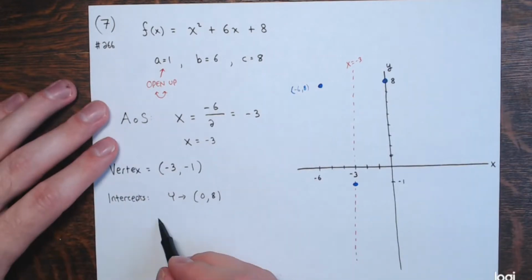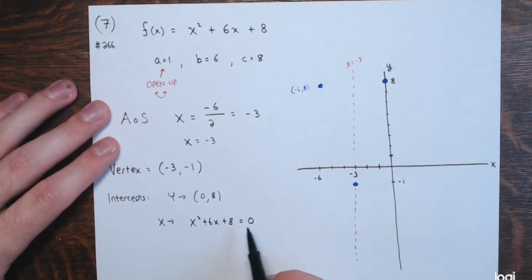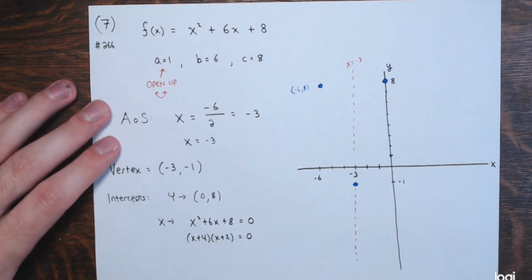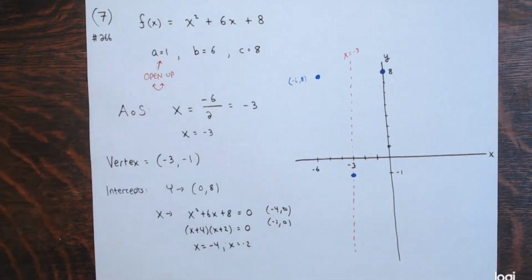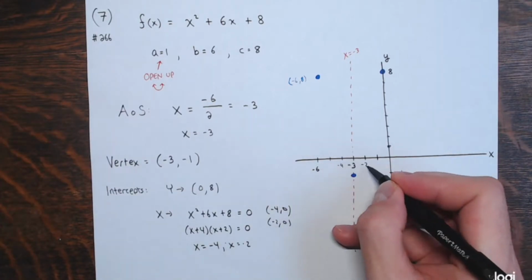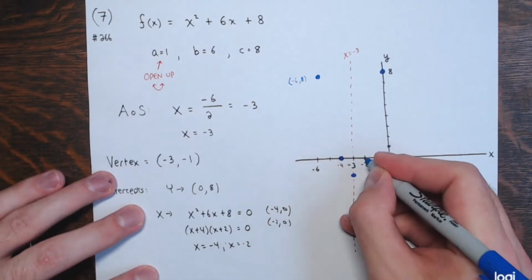And then the x-intercepts, remember I'm solving the equation, when is the output equal to 0? When is x squared plus 6x plus 8 equal to 0? And this is nice and factorable. This factors to x plus 4 times x plus 2. And the solutions are negative 4 and negative 2. So negative 4, 0, negative 2, 0 are my x-intercepts.